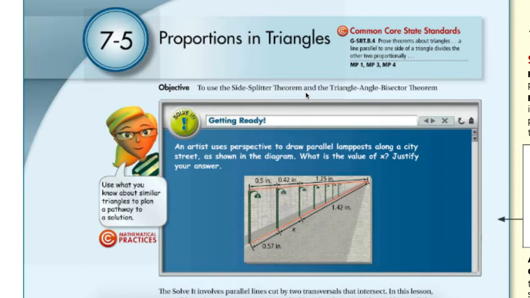So what's our objective? To use the side-splitter theorem and the triangle angle bisector theorem. Those are very wordy, aren't they? So we're going to be using those two to notice the proportions that come up in triangles. So we're using the side-splitter theorem and the triangle angle bisector theorem.